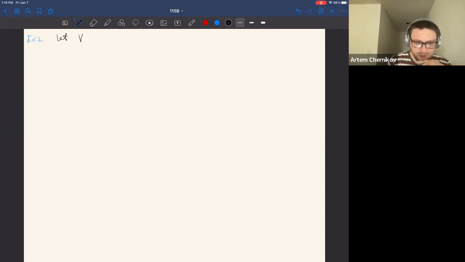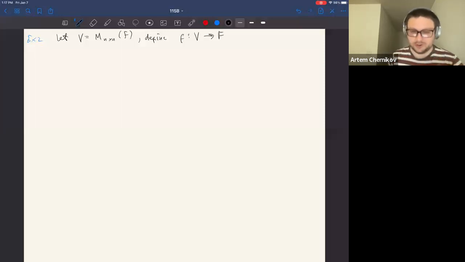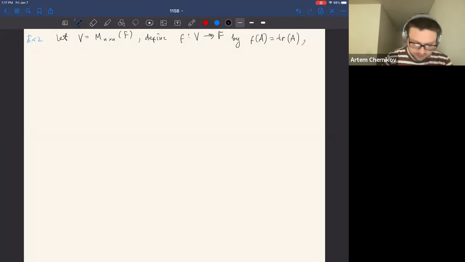Let this time V be the space of all n by n matrices over F, and we define a function f from V to the field of scalars F by taking the value of this function f on the matrix A to be the trace of the matrix A.